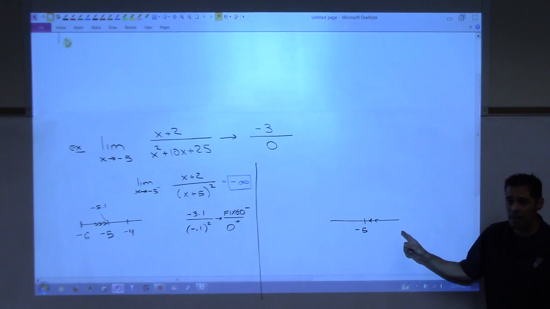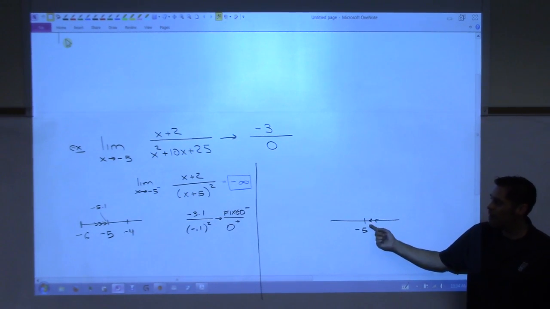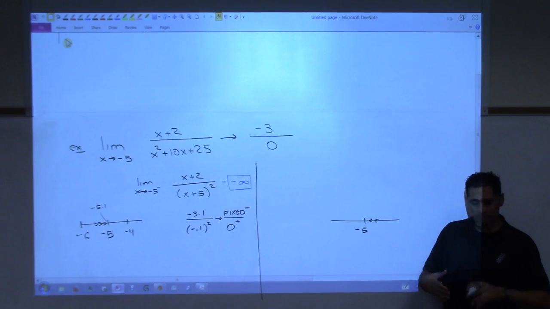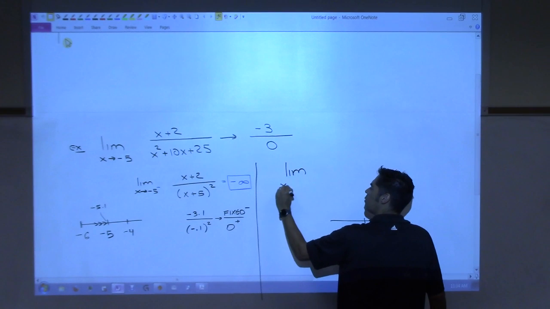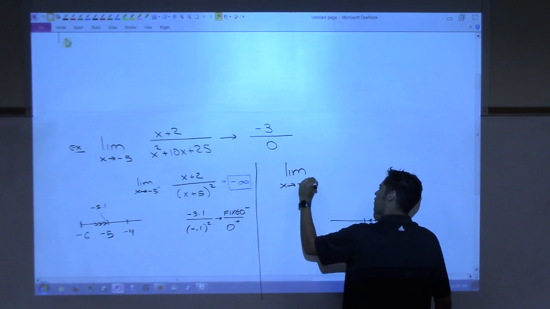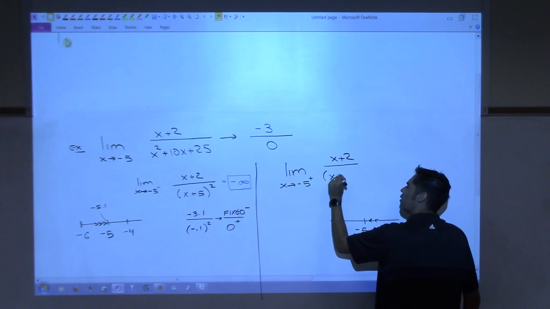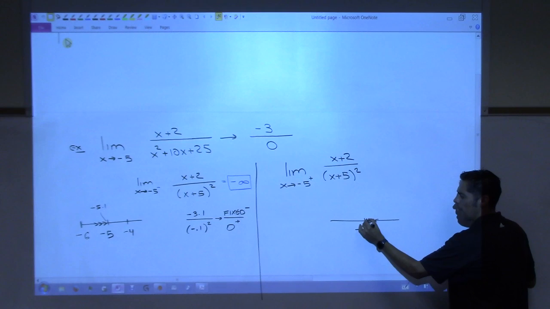Do you see it's not going to matter though? Do you see that even if I plug something to the right of negative 5, this squaring again is going to always make that denominator positive? But I'm going to do the work. I'm going to show it. So limit as x goes to negative 5 from the right this time of x plus 2 over x plus 5 squared. When I do that, and I pick a number like what?